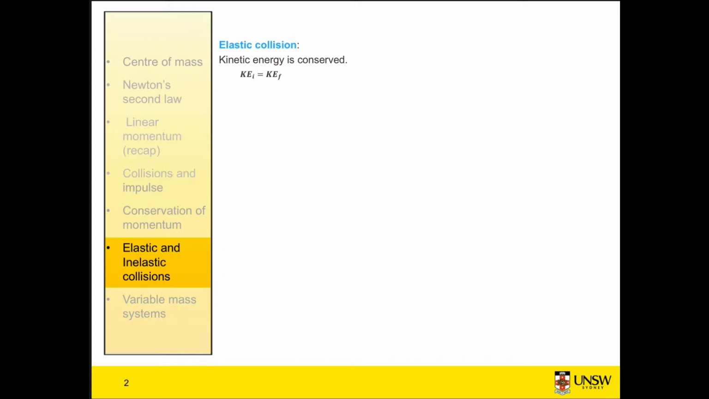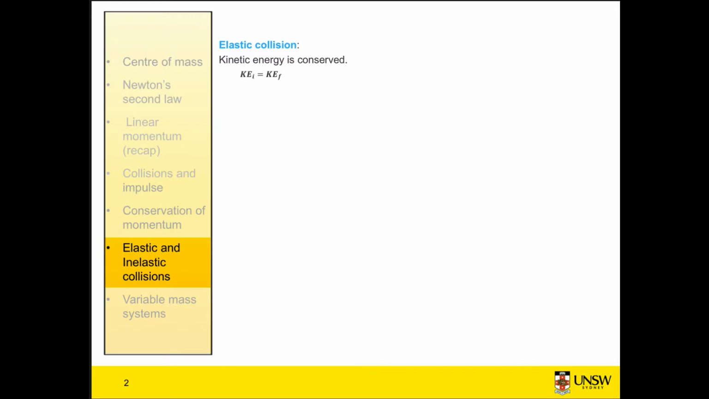So on one extreme there is an elastic collision in which kinetic energy is conserved. So the initial kinetic energy of the system is the same as the final kinetic energy. This is a rare case in most collisions that we will ever observe. So from a ball bouncing on the floor up to a car crash, some kinetic energy is lost. It's transferred to heat or sound.